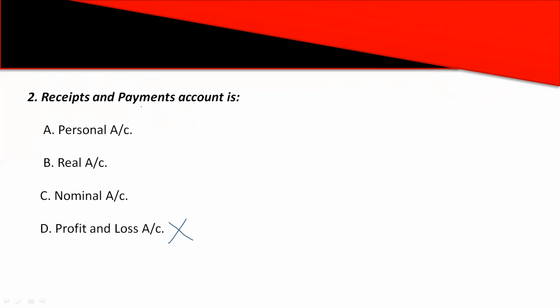As I already told you, the cash transactions are recorded in the receipts and payments account. Clear? So cash is an asset. Assets belong to real account. So the answer here is option B. Receipts and payments account is a real account. The nature of receipts and payments account is real account.